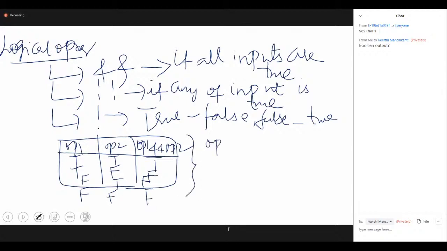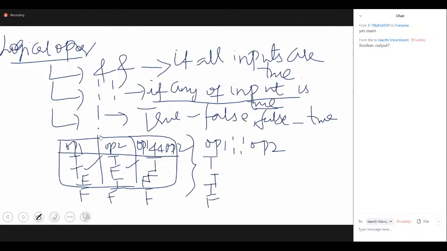The inverse or the converse of and is your logical or. If both statements are true, your expression is true. True, false is also true, because I told you if any one input is true, the entire resultant expression will become true. False, true is also true, but false, false returns a value of false.